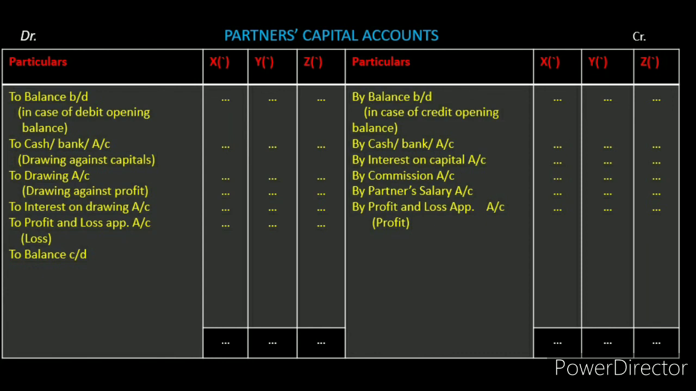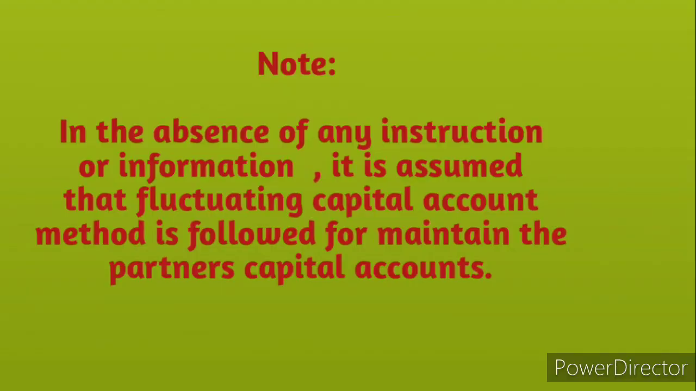Again, after recording all the items, we will find a balance, same as the fixed capital method and the current account method. When we subtract the credit side from the debit side, we get the balance, and so we write it down on the debit side as balance carried down. This is the closing balance.